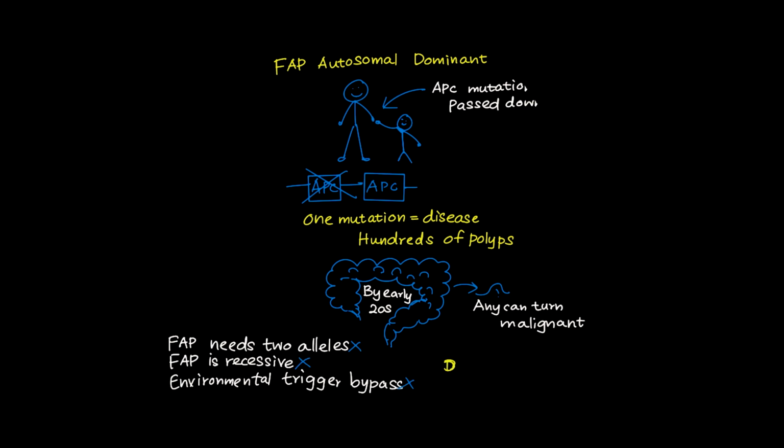Here's a D236 OA exam tip for you. Remember FAP using dominant means one is done. Dominant conditions need only one mutated allele to show disease. FAP equals father's APC mutation passed down, one allele, polyps pop up.